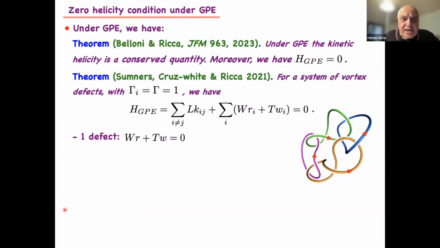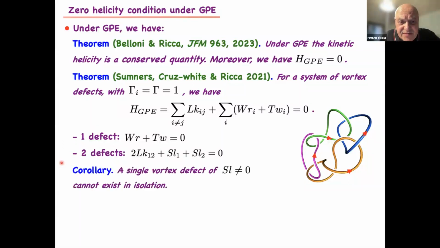Even more interesting if we consider a multitude of defects. And I don't have time now to go into that. It is a separate issue and also extremely interesting from a mathematical and physical viewpoint. But I want to give you an idea of the physical implications of this. So consider 2 defects only. So you have 2 defects that are linked together. So the linking number is, for example, +1 as a Hopf link, as I showed you. So we have a contribution from linking number, but we also have to consider the contribution from the self-linking of each. And this gives us a corollary: a single vortex defect, in this case, of self-linking different from 0 cannot exist in isolation.